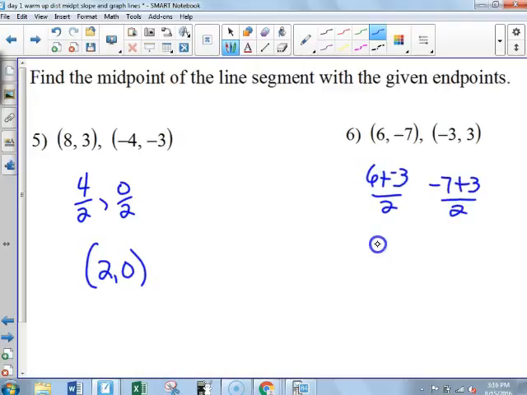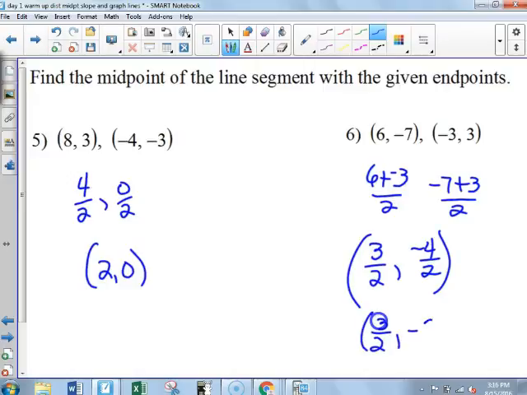I'll show work on this one just to humor you, right? Now, I would not be happy if you left that answer. I would be okay if you gave me that answer or 1.5, -2. Did I make a mistake anywhere, guys? Everybody's agreeing with me?